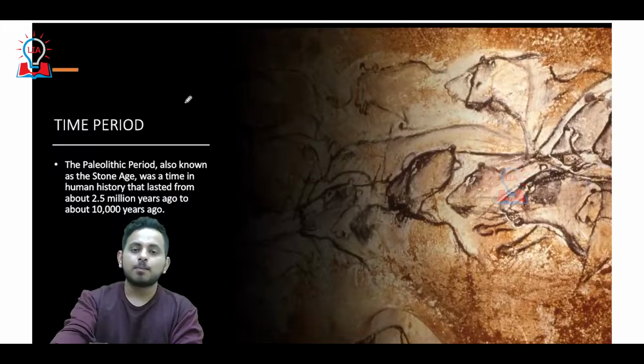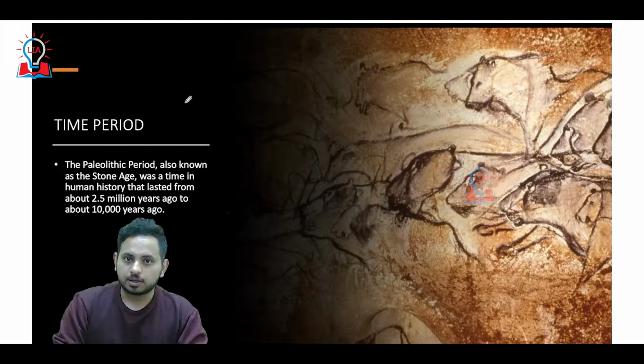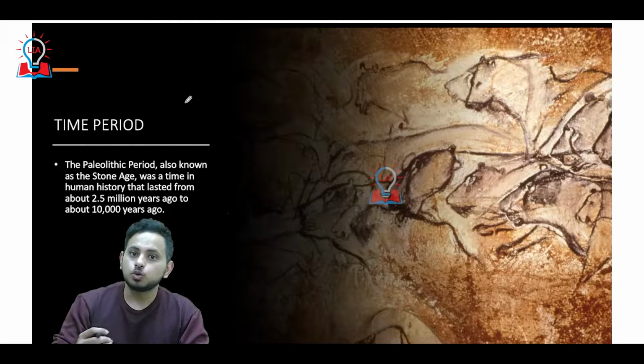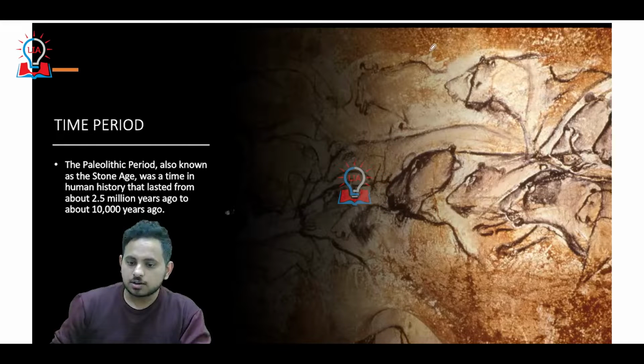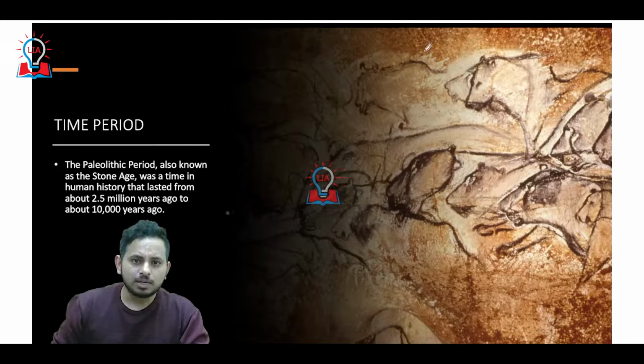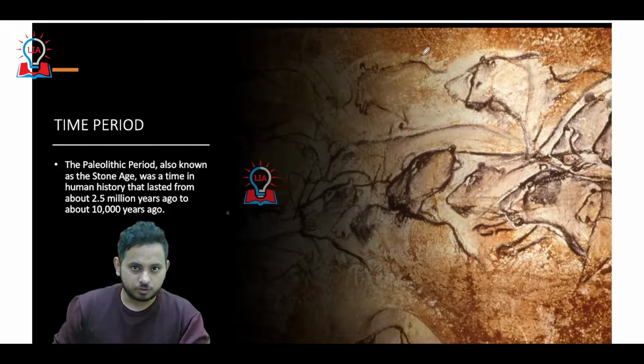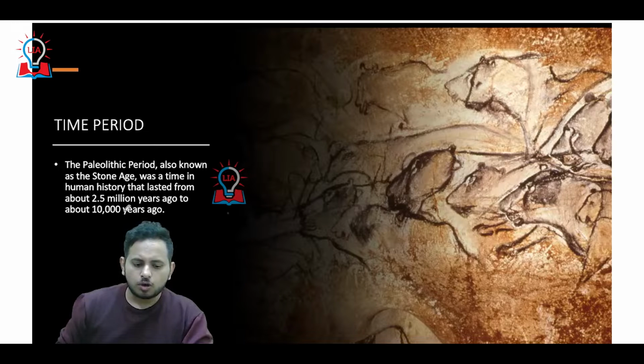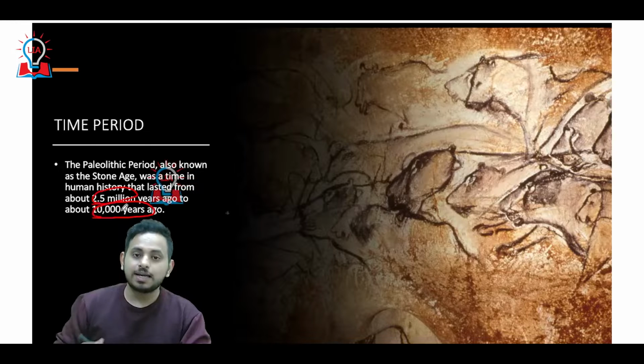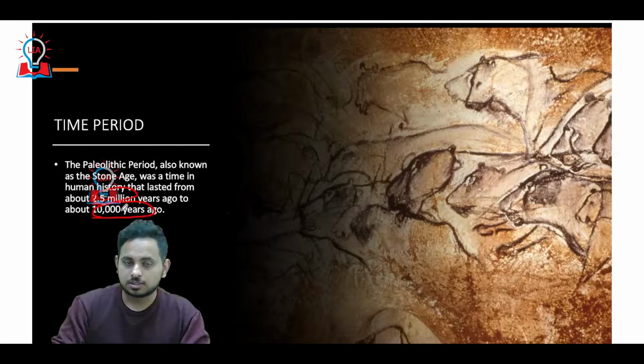So what is this Paleolithic period? The first topic under the prehistoric period that we'll be looking at is the Paleolithic period. This is an extreme and very huge time period that lasts from around 2.5 to 3 million years to 10,000 years before. So it's a very huge time period of 2.5 million years to 10,000 years. This entire phase of human evolution, and also of the ancestors of present day humans, is considered the Paleolithic period.